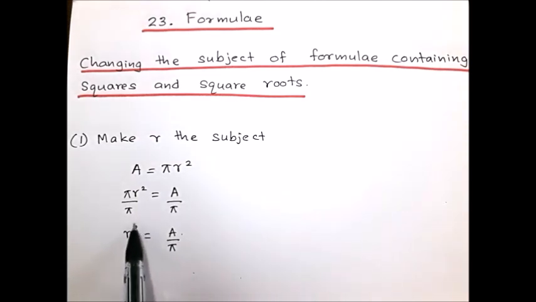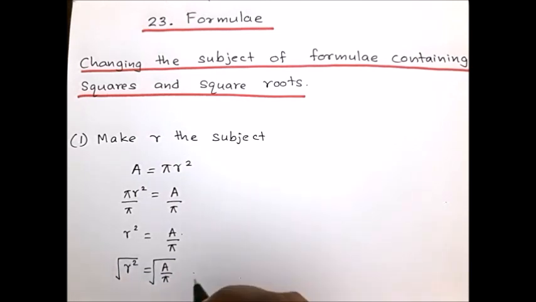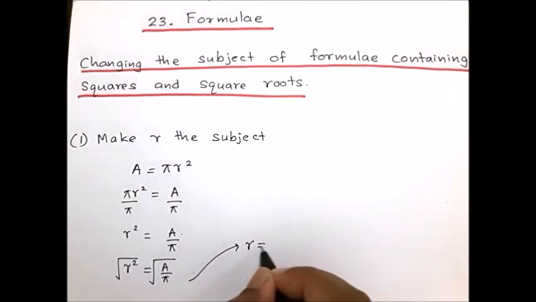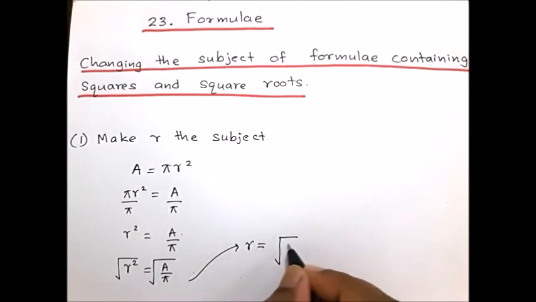Now you have to remove this squared. Opposite of squared is square root. Now you have to take the square root of both sides. R squared equal a divided by 5. Take the square root of both sides. Here squared and square root cancel. Only r remains. R equal within square root a divided by 5.